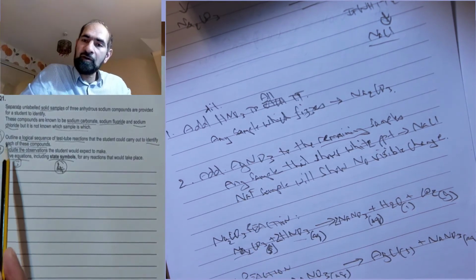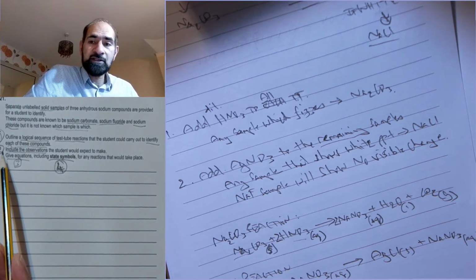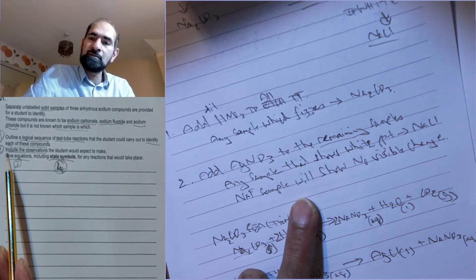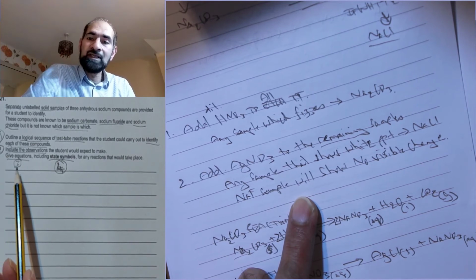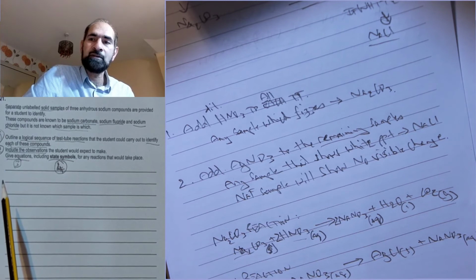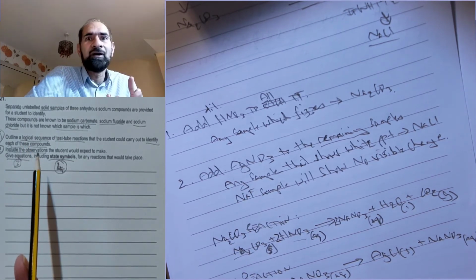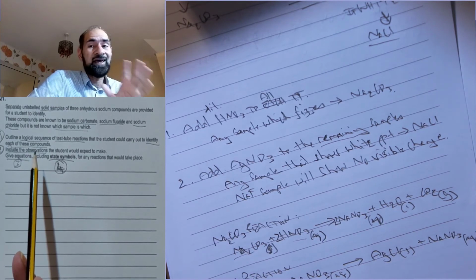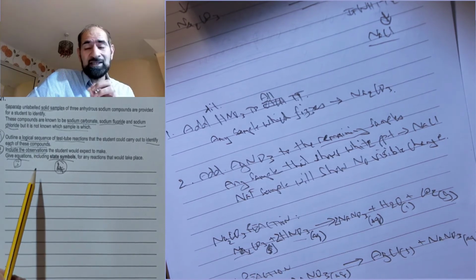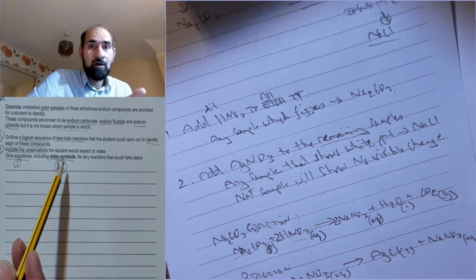Have I answered all 4 parts? Outline the logical sequence of tests. Yes, I have. 2, include the observations with correct results. Yes, I've included observations. Number 3, give equations. I have given equations. State symbols. Yes, I've given state symbols as well. Please, in a question like this where it's got multiple parts, it's very easy to forget. In fact, when this came up in the exam, students often forgot the state symbols, so they lost a mark needlessly.